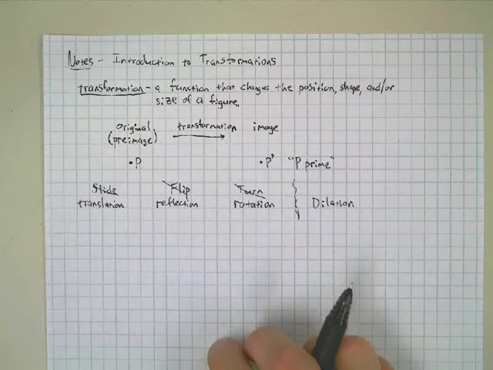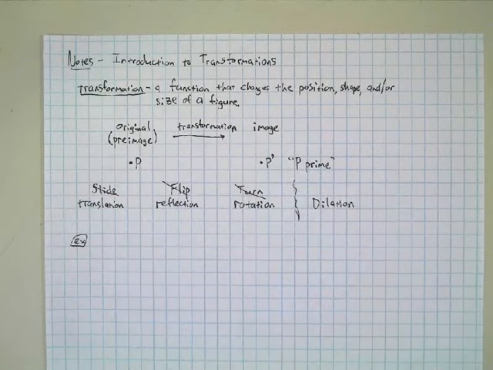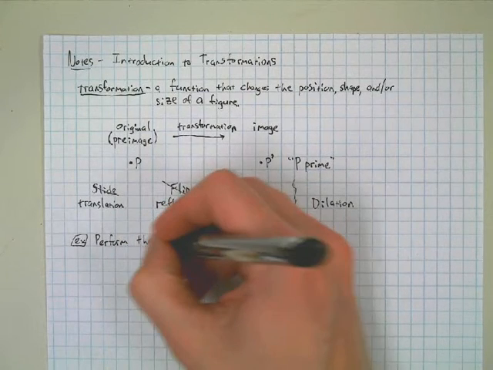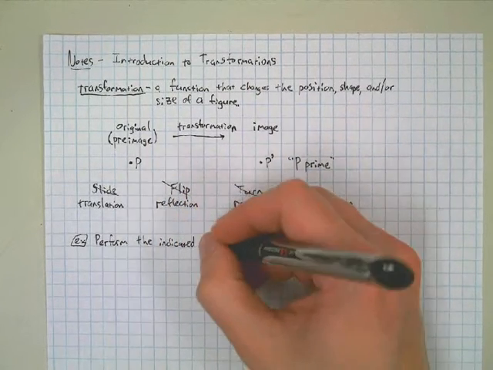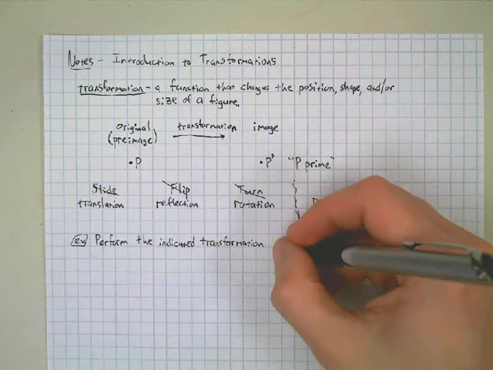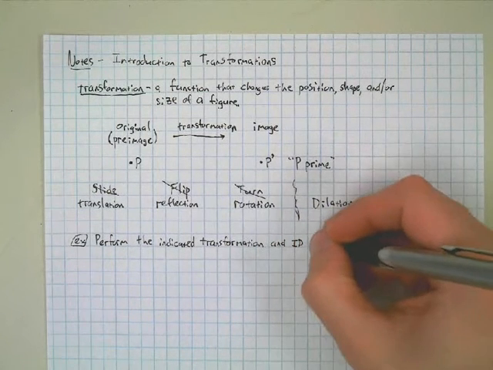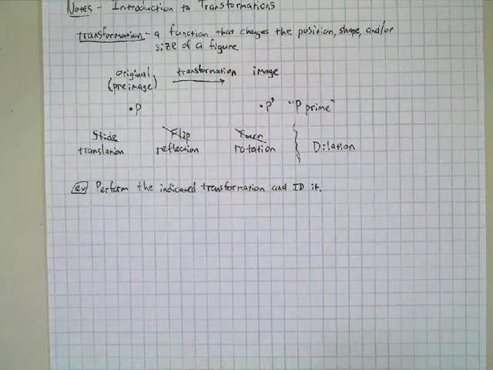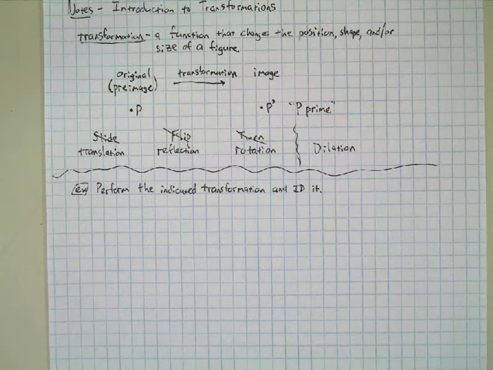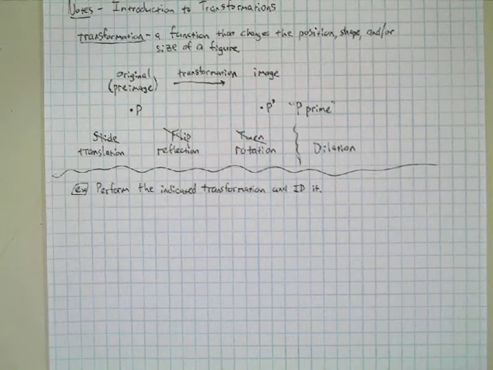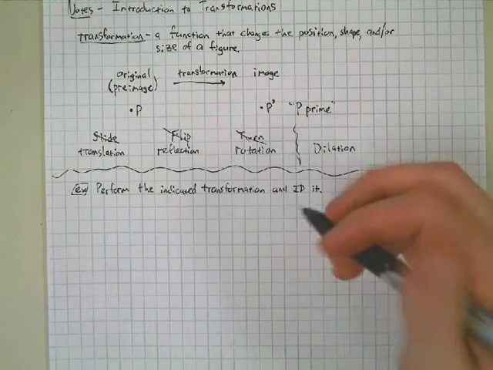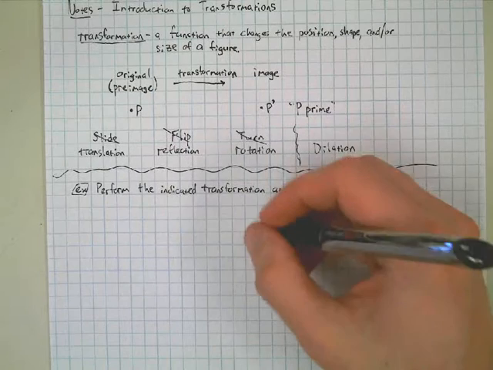So what we're going to do here is run through some examples and identify some transformations, okay? So our directions here are to perform the indicated transformation and identify it. One way we're going to be told how to do a transformation is something like this.